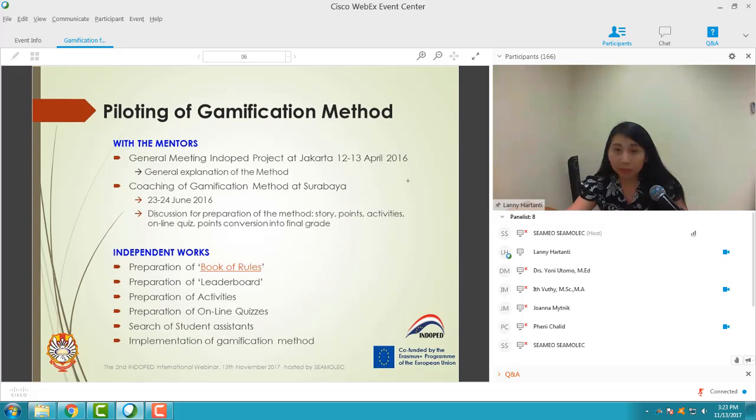And then in piloting this method, I took several steps. First, of course, I needed the mentor's help. The mentors helped me and coached me to design the method. We discussed the story, the points, the activities, how to create the online quizzes, and how to convert the points from the games into the final grade.